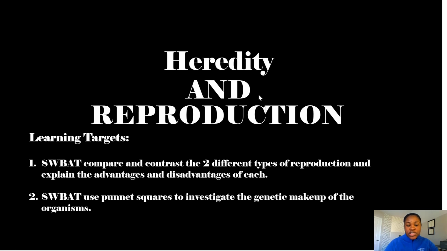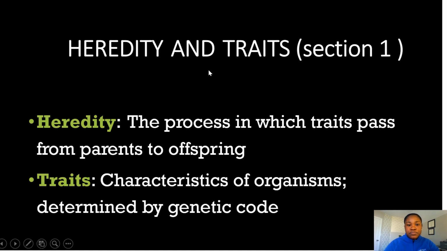So our goals for today are that one, we should be able to compare and contrast asexual and sexual reproduction and explain the advantages and disadvantages of each. And the second thing we're going to do is investigate Punnett squares and figure out how they're used to predict the genetic makeup of organisms.